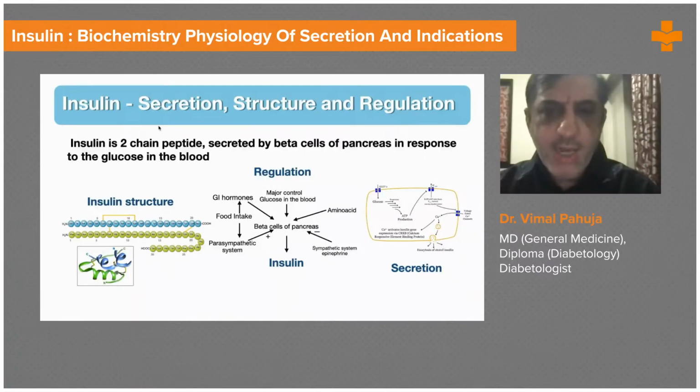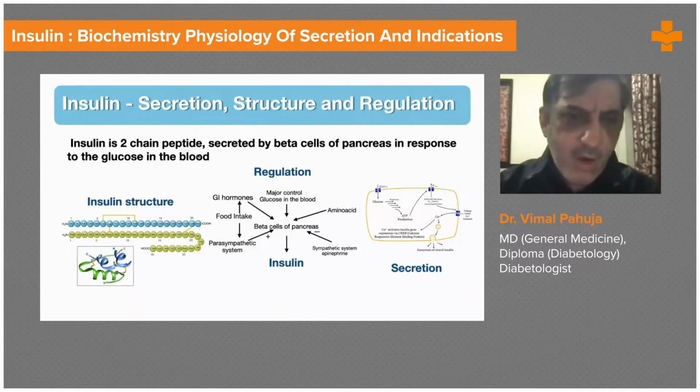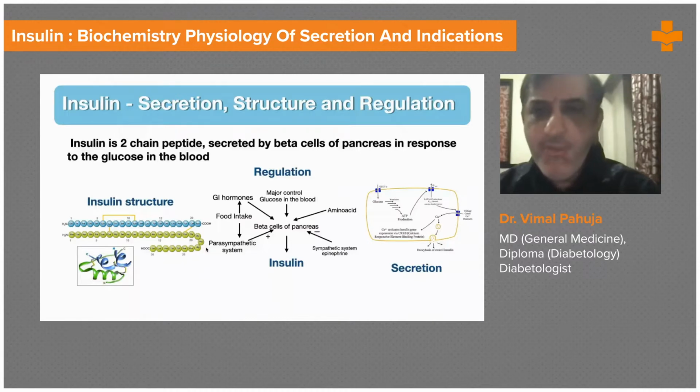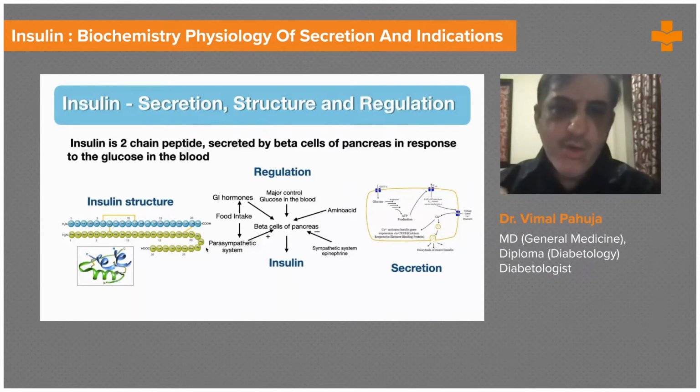Now, understanding insulin, its regulation and structure, it's important that you can see, as everybody knows, that insulin is two peptide chains secreted by beta cells of the pancreas in response to glucose in the blood. So glucose is a kind of sensor. The pancreas secretes insulin when it senses glucose. So glucose is important for the insulin to come out.